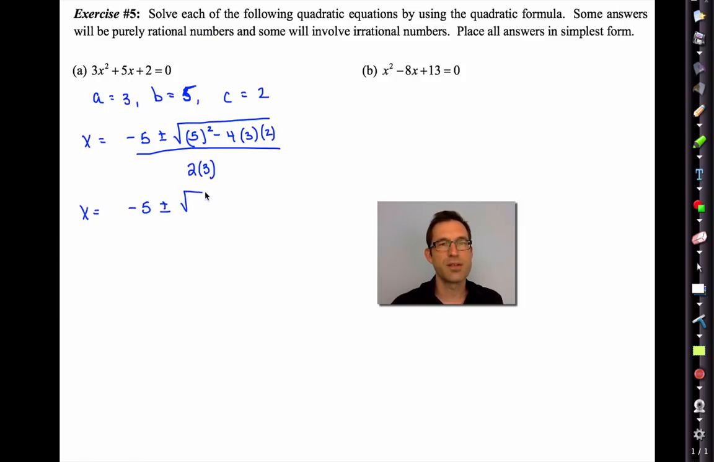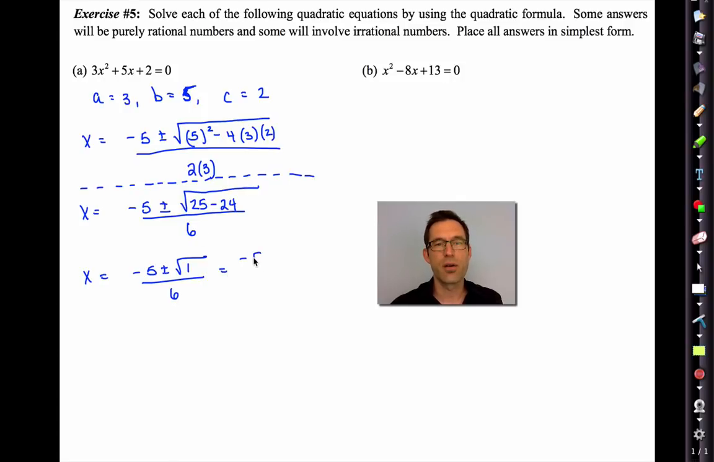-5 plus or minus. Again, if you can do all this at once, that's great. If you need to break it up a little bit at a time, that's fine too. Sorry, I know I wrote those a little bit close together. It can be confusing. Oh, look at this. Underneath that radical, we're just going to have a 1, because 25 minus 24. But 1's a perfect square, right? So its square root is itself.